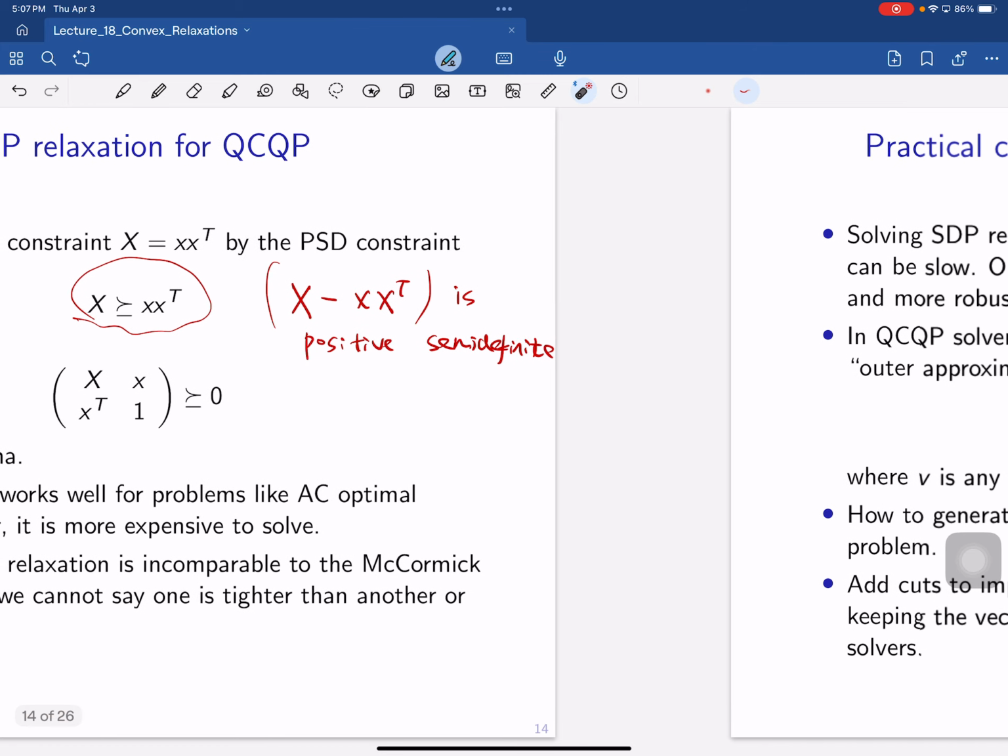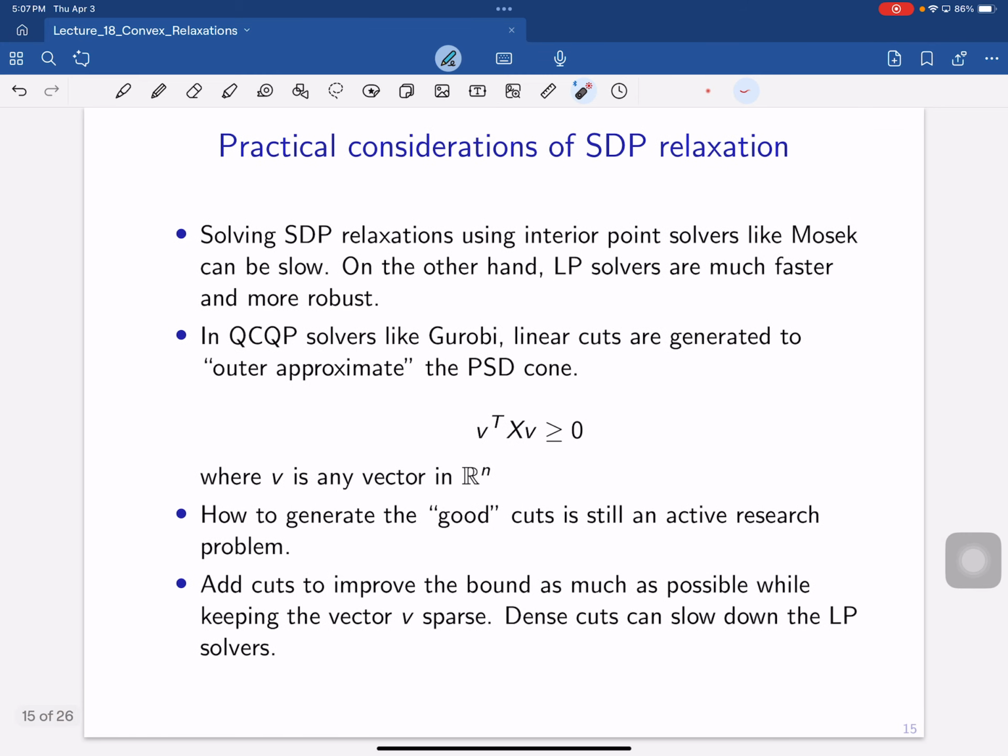Okay, so I said SDP relaxation is difficult to solve, right? You could solve that using interior point solvers like Mosek, right? But it can be quite slow. On the other hand, linear programming solvers are usually much faster and more robust. Yes? So you said that we can just add the inequalities for each of them, for SDP and for McCormick. But then we obviously have more inequalities there.